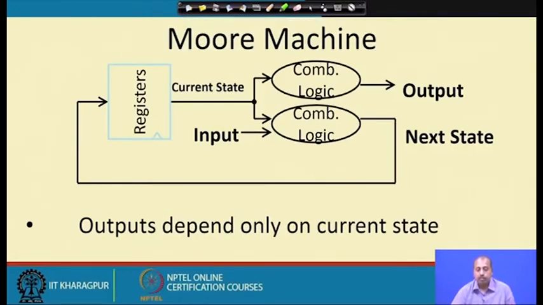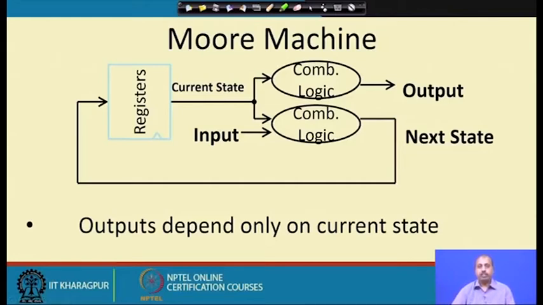Another type of machine that we can think about is the Moore machine, where the outputs depend only on the current state. The input is not determining the output; the input determines only the next state part. The current state and input together determine the next state, whereas the output is determined only by the current state. For this type of configuration, it is said to be a Moore machine.